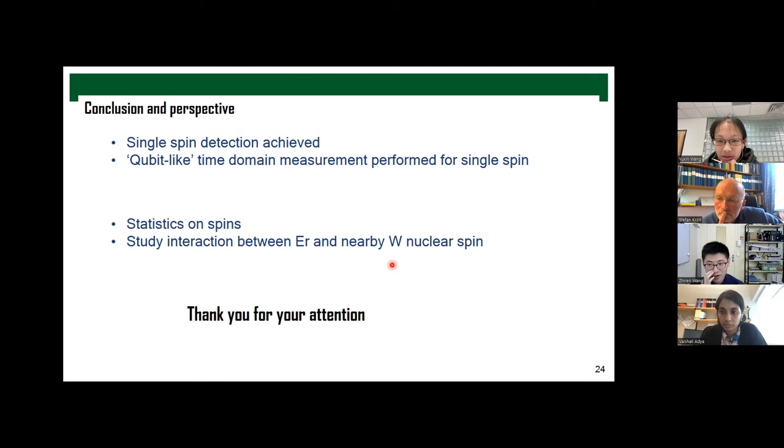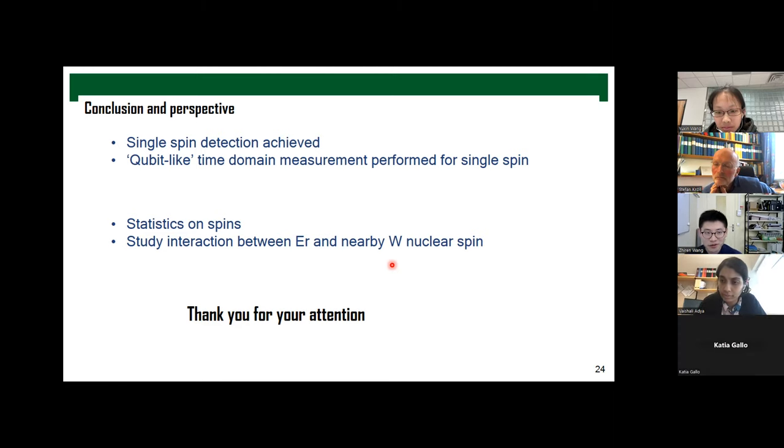Statistics is basically what I mean. For example, the coherence time has certain distributions, because in our experiment we have measured Ramsey coherence times between 10 microseconds and 500 microseconds. We can study whether there's some dependence of this on, for example, the location where the spin is located.